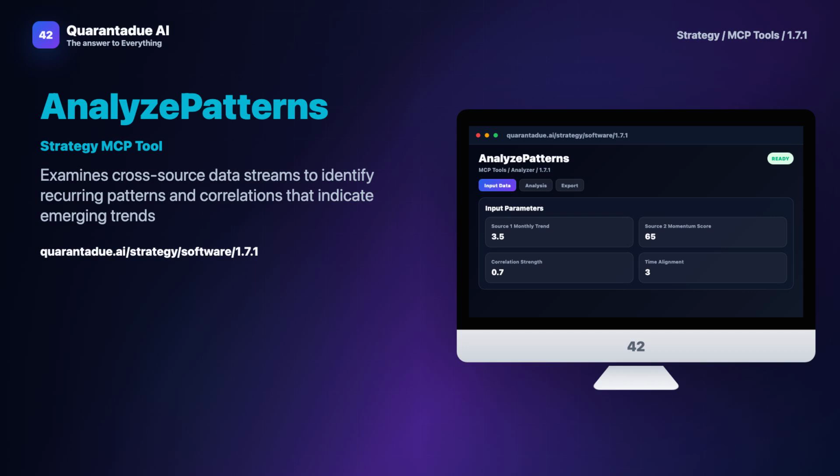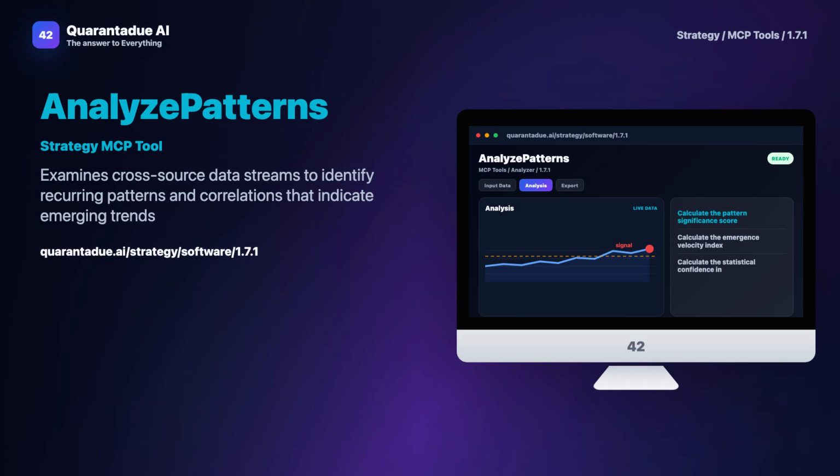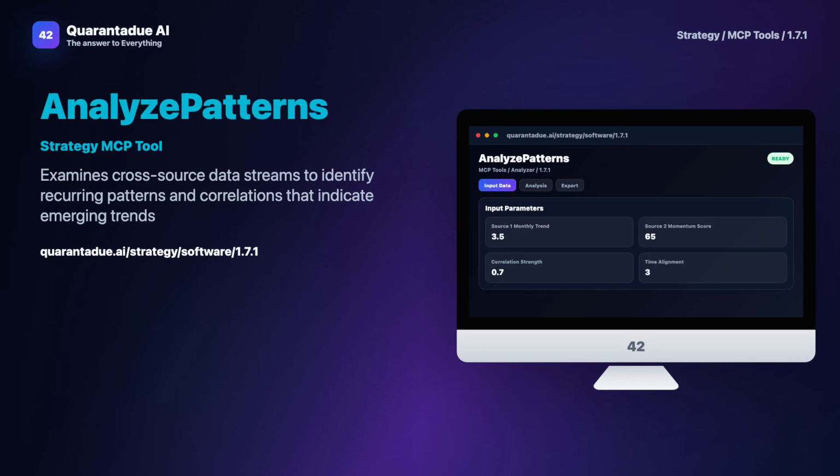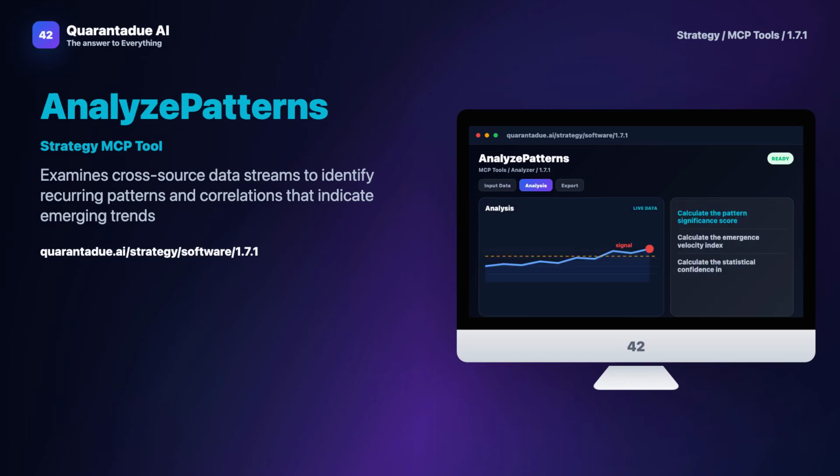Analyze Patterns is strategy software for a specific operational decision. It examines cross-source data streams to identify recurring patterns and correlations that indicate emerging trends. This video explains what the tool does, why the workflow matters, and how the output becomes useful decision evidence.